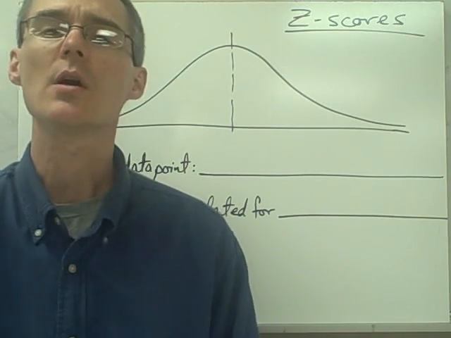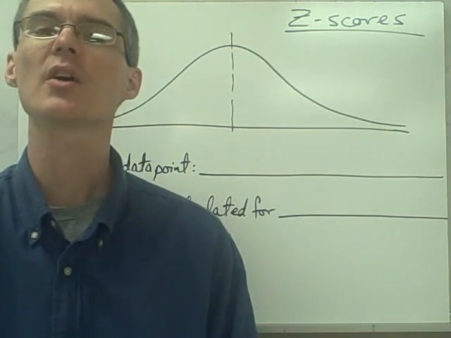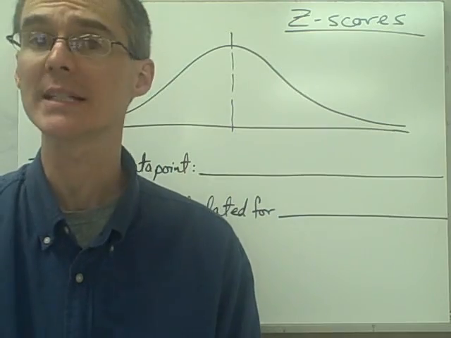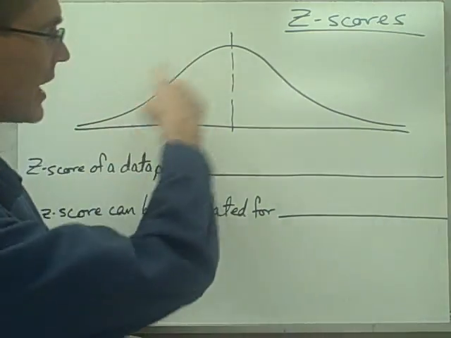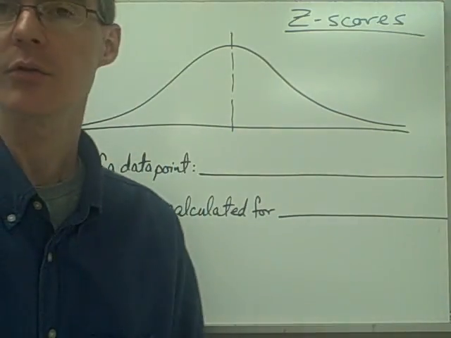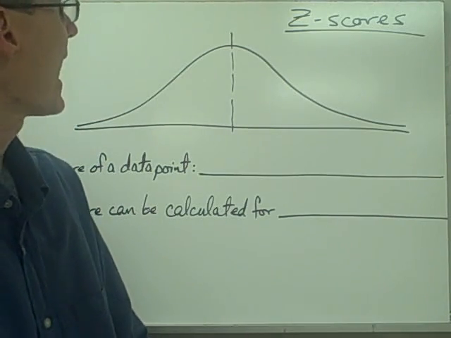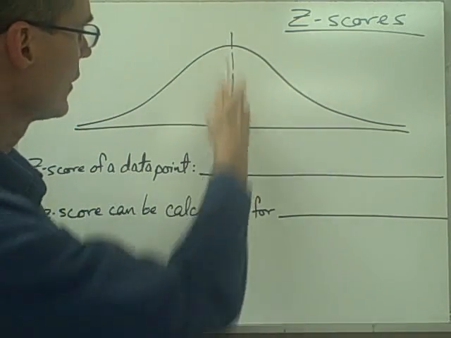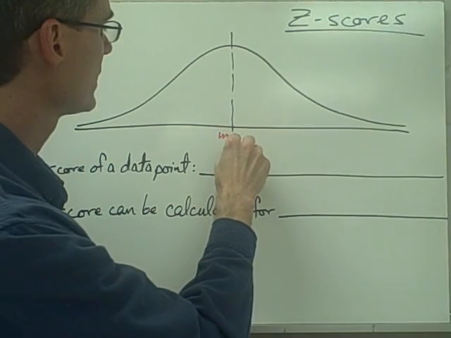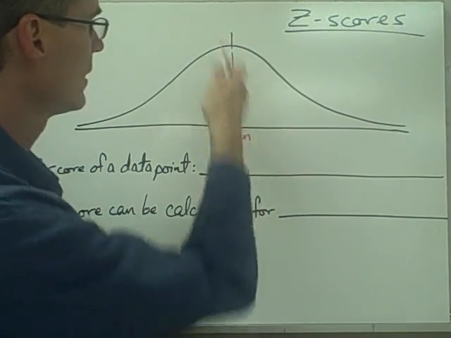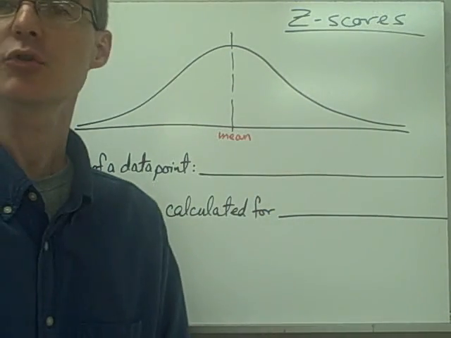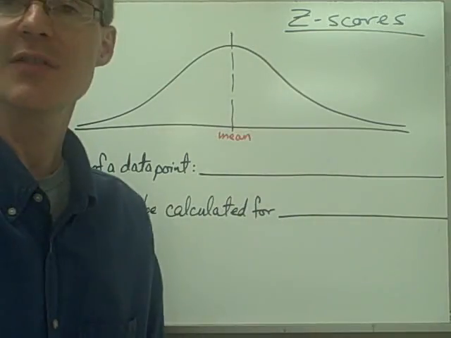Okay, this video is on z-scores. Now, we've been talking a lot about normally distributed data sets, and we've been drawing a lot of these types of curves, these normally distributed curves. And typically when we draw a normal curve, we note that this point in the middle is the mean of the data set. And then typically we also draw in some standard deviation points.